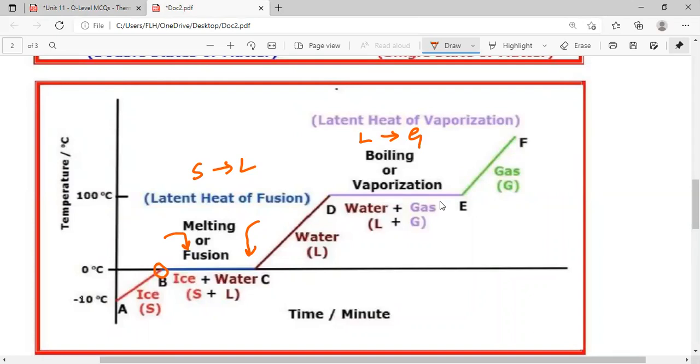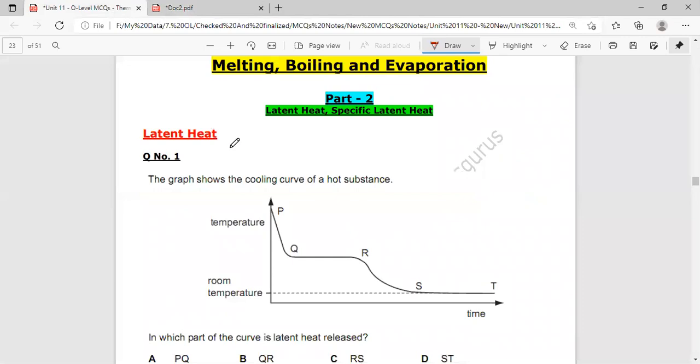From D to E, the liquid is being converted into the gas, and that process is called vaporization or boiling. And again, the temperature remains constant. This is the reason from D to E, we will consider this as latent heat of vaporization. So in both latent heat of fusion and latent heat of vaporization, two states of matter exist and temperature remains constant. So let's move towards MCQ number 1.